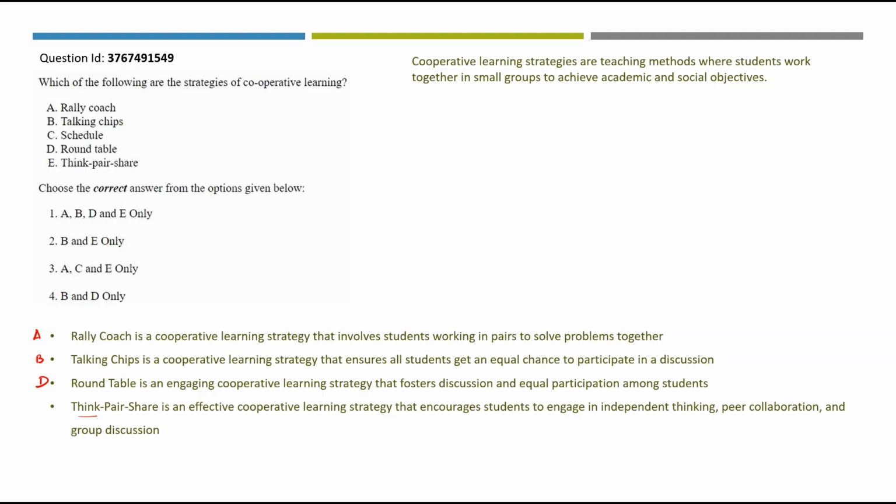Independent thinking is think, peer collaboration is pair, group discussion is share. This is the think, pair, share strategy. This is option E. A, B, D and E are covered in option number 1. So option number 1 will be the right answer. Though you can apply round robin as one of the strategies, since they have given round table as a separate option here, we are not considering option C.